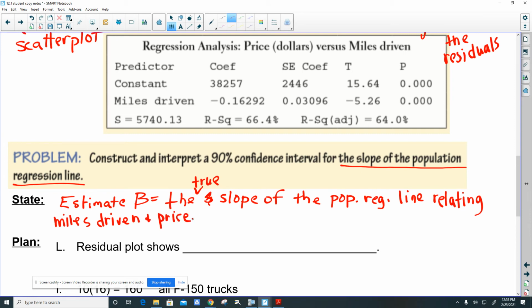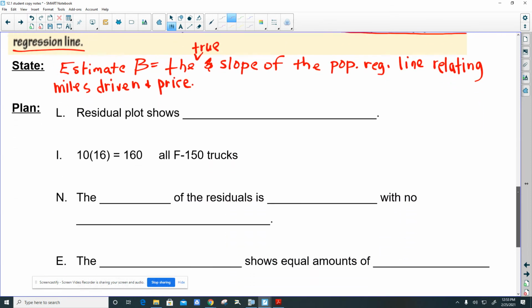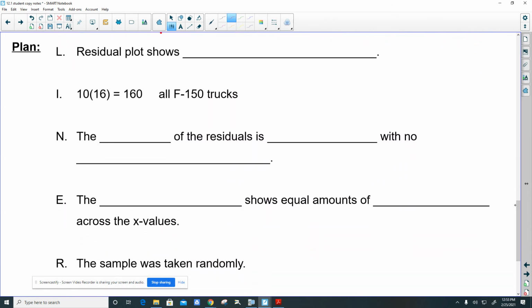Okay. In the plan step, this is where we list our conditions and we also name the test. I'll go ahead and list the name off to the side here. The name for this test is called a t-interval for slope. I suppose you also could call it what's on the calculator screen, which is linear regression t-interval.